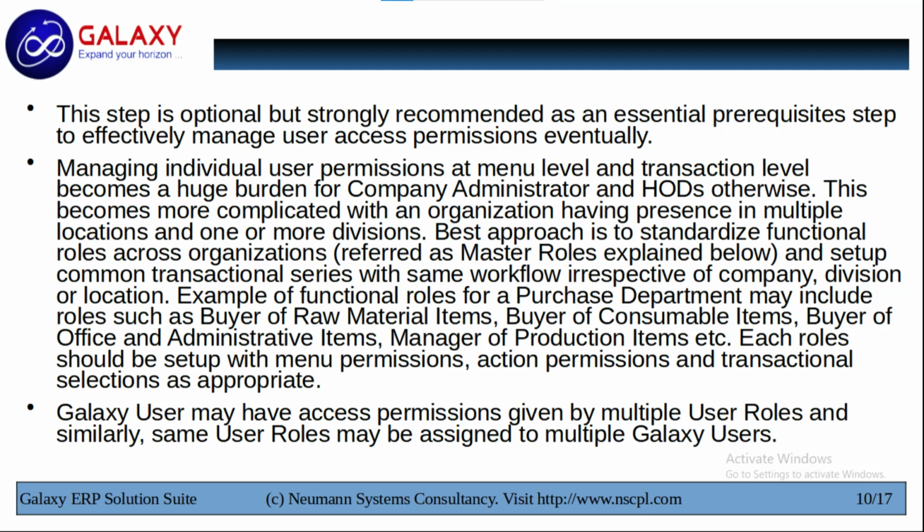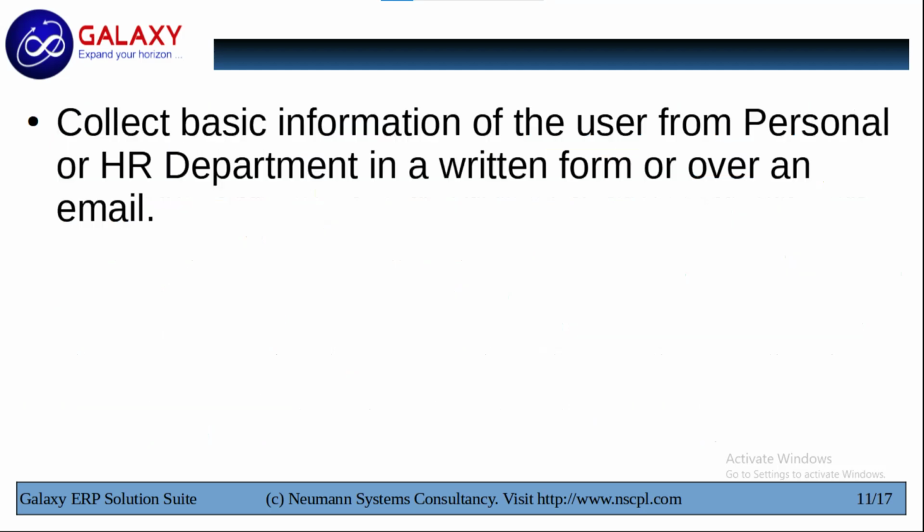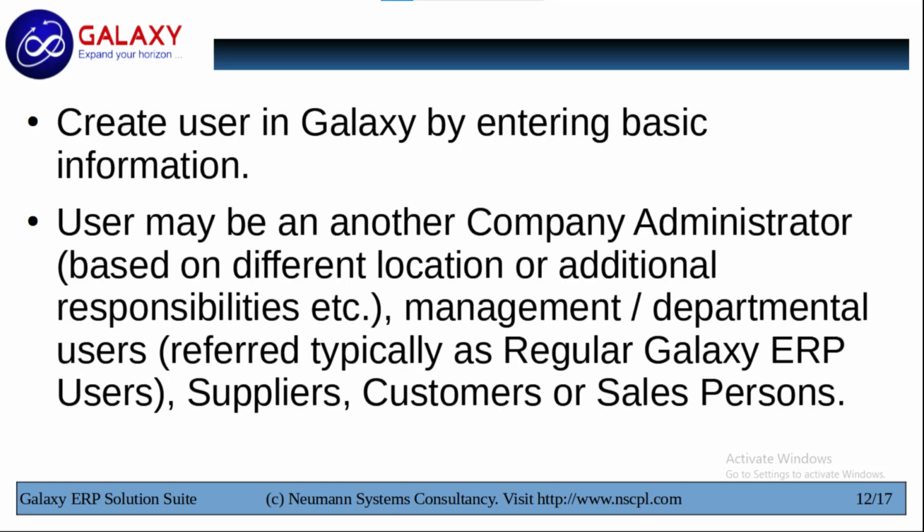A Galaxy user may have access permissions given by multiple user roles and, similarly, the same user role may be assigned to multiple Galaxy users. Collect basic information of the user from the personnel or HR department in written form or over an email. Create the user in Galaxy by entering basic information. A user may be another company administrator, based on a different location or additional responsibilities, etc.